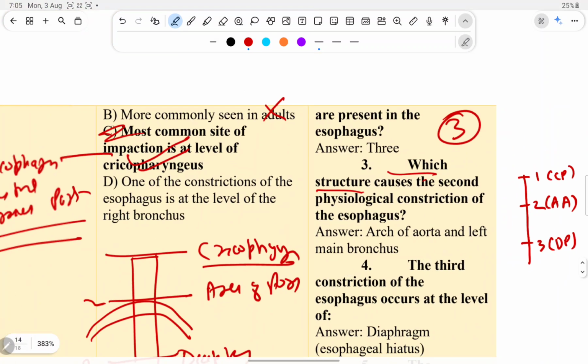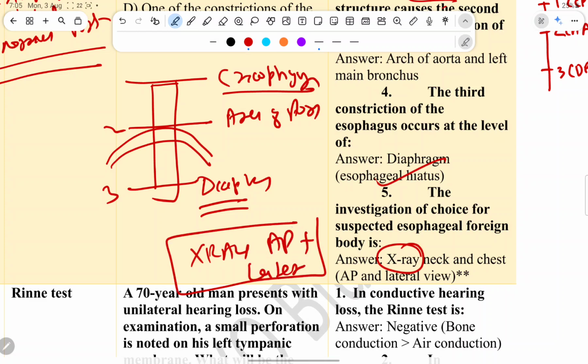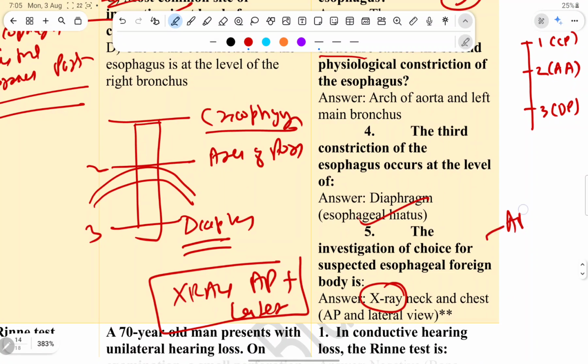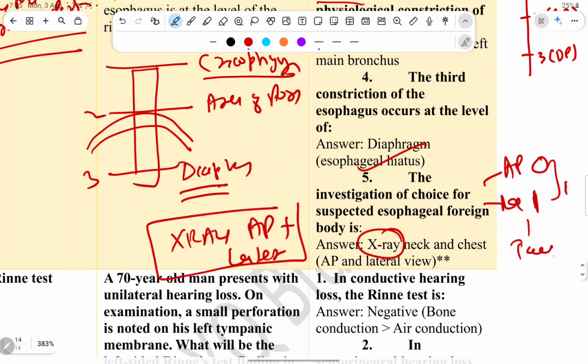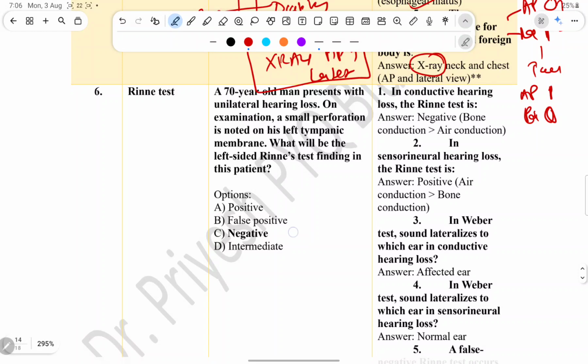Okay, next, the investigation of choice for suspected esophageal foreign body is X-ray. We do X-ray, AP and lateral view. In the AP view, a circular ring is present, and in the lateral view, a line is present in the esophagus. If there is tracheal obstruction, then in the AP view a line will be present, and in the lateral view a circular ring will be present. Okay.